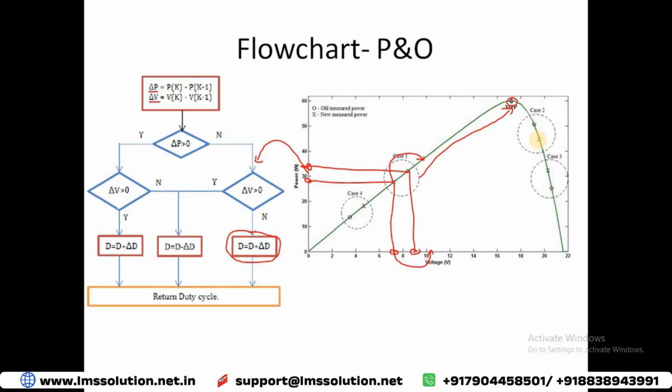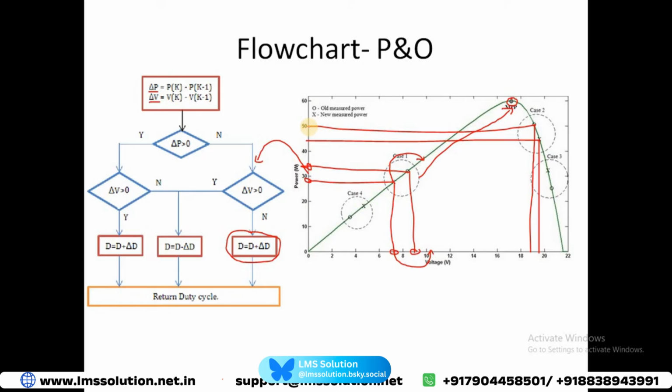In case 2, this point will be considered as the current instant, and this point is considered as the previous instant. I'm going to draw the vertical and horizontal lines in order to calculate the power difference and voltage difference. The power level at the current instant is around 45 watts and the previous instant power is around 50 watts. Just take the difference, 45 minus 50, that means minus 5.